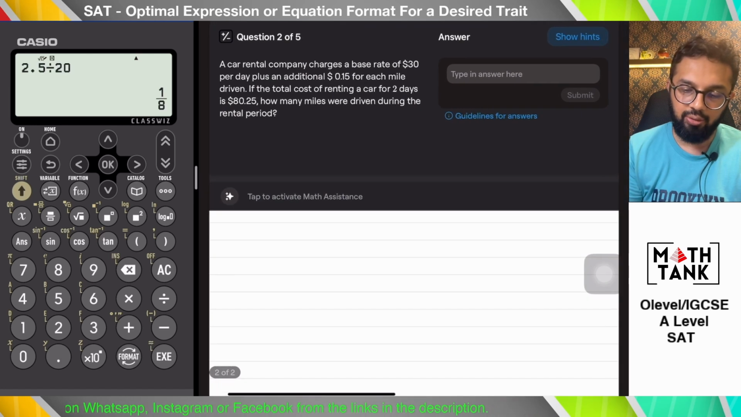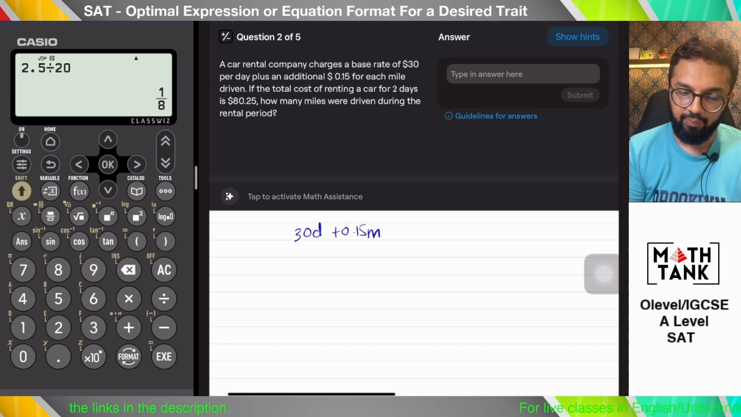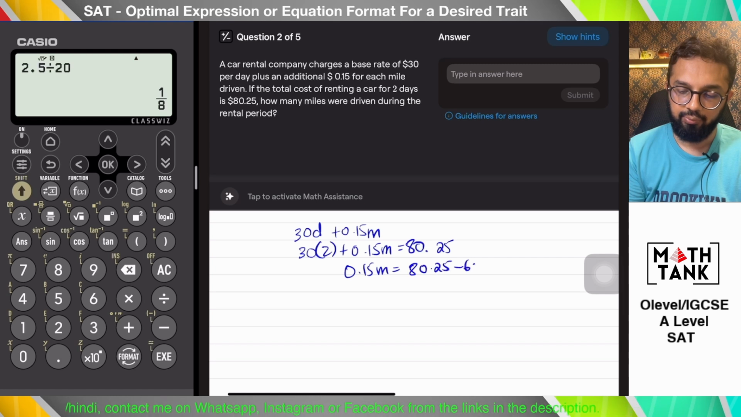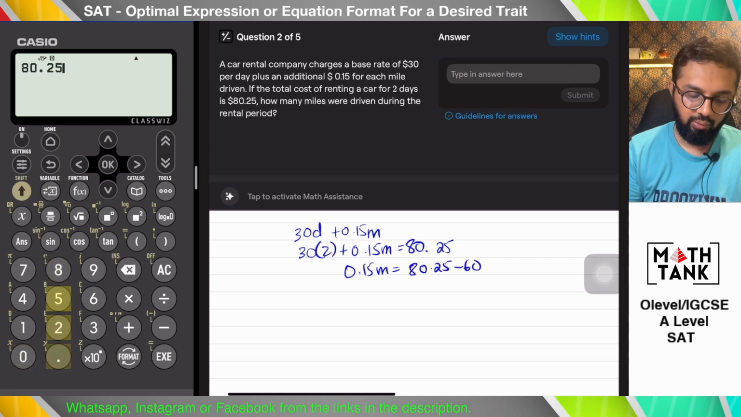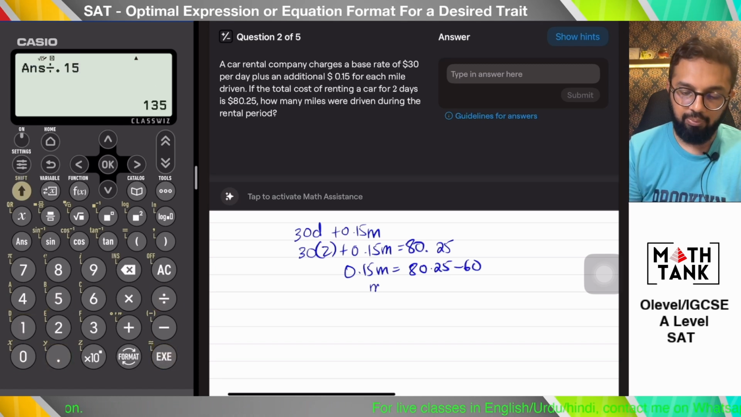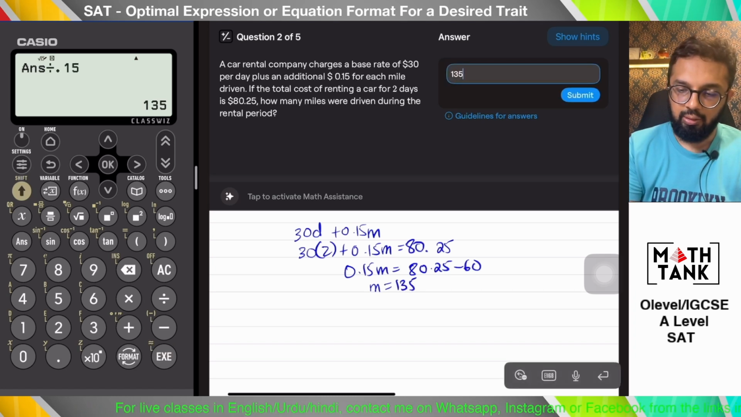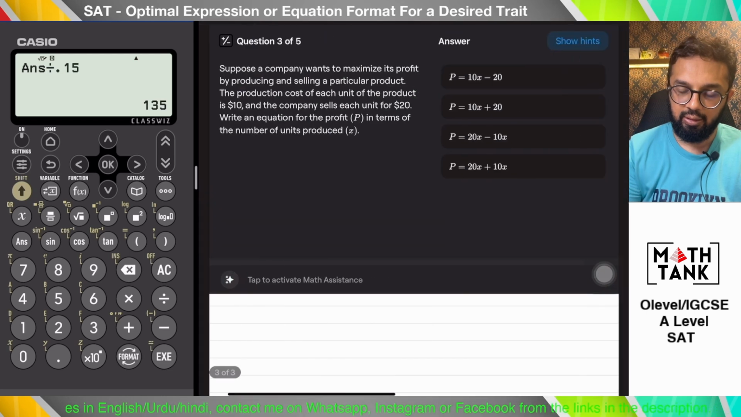Next. A car rental company charges a base rate of $30 per day and 0.15 per mile. If the total cost of renting for 2 days is 80.25, then dividing by 0.15, M is 185. I think that should be the correct answer. Yes, that is indeed the correct answer. Let's look at the next one.